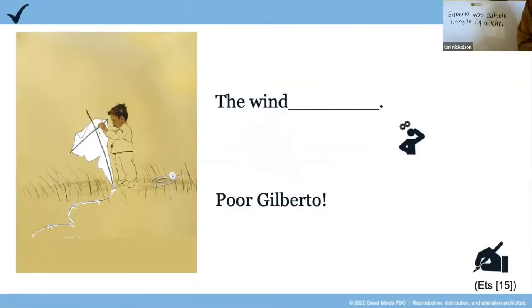Okay, so what did the wind do with his kite? He just dropped it, didn't he? The wind dropped his kite. The wind dropped his kite and broke it. Period. Okay. And then she said we could add that last sentence. Poor Gilberto. Okay.